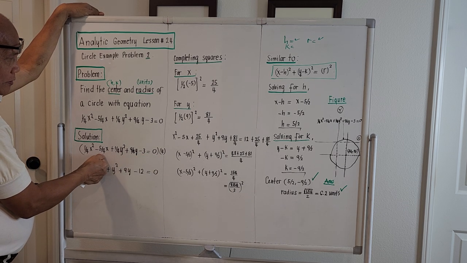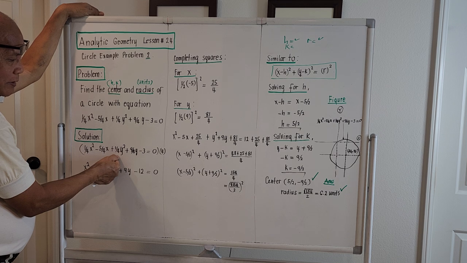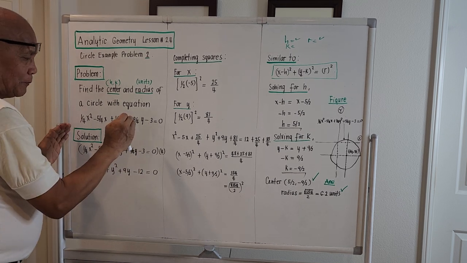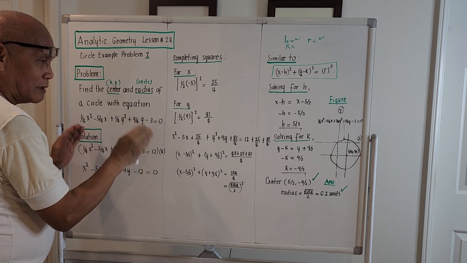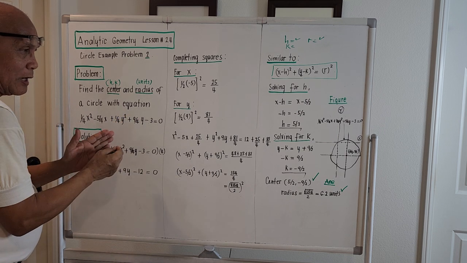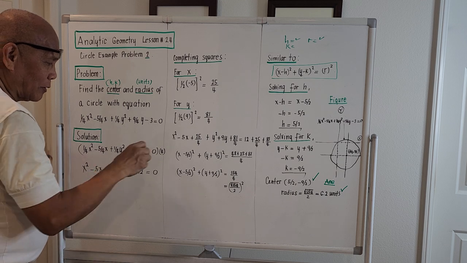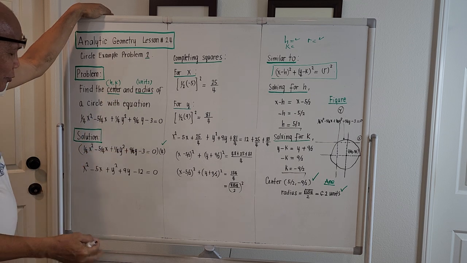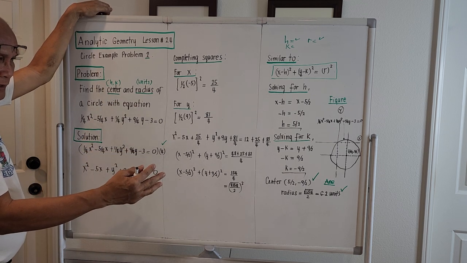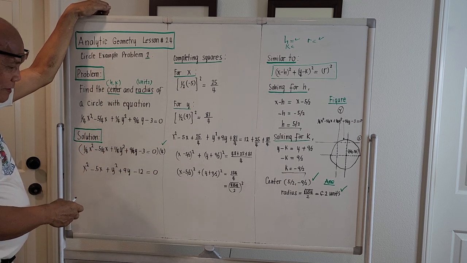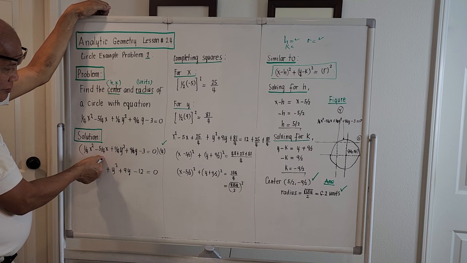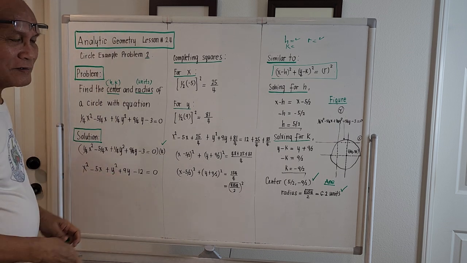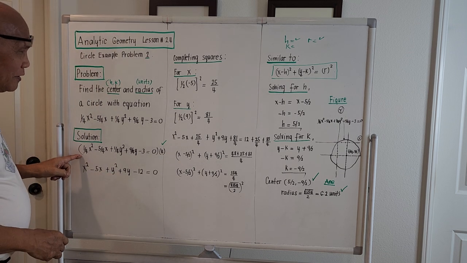1/4 x squared minus 5/4 x plus 1/4 y squared plus 9/4 y minus 3 equal to 0. I will place this in parentheses, and I will multiply all the terms by the value 4. I feel agitated with the fractional coefficients, because this is 1/4, this is minus 5/4, this is again 1/4, this is 9/4. It looks ugly, right? So we must eliminate these fractions.